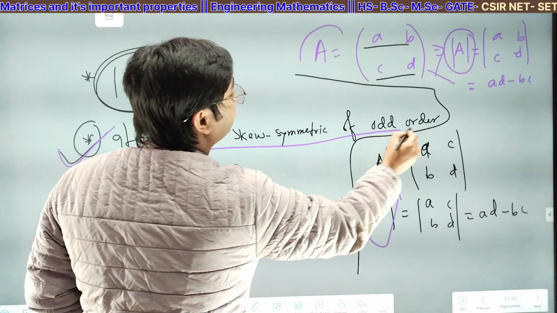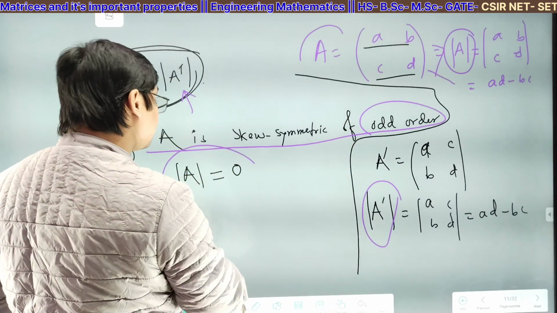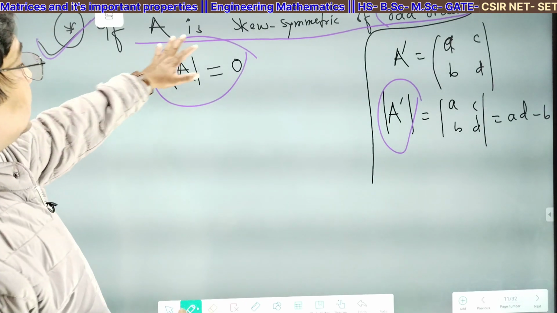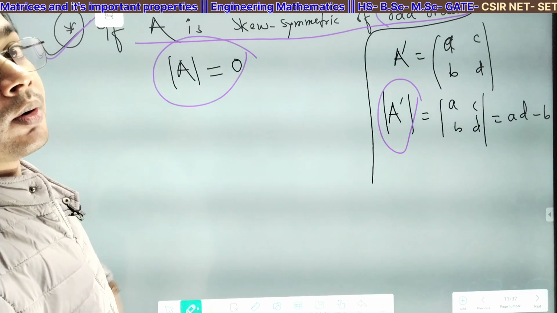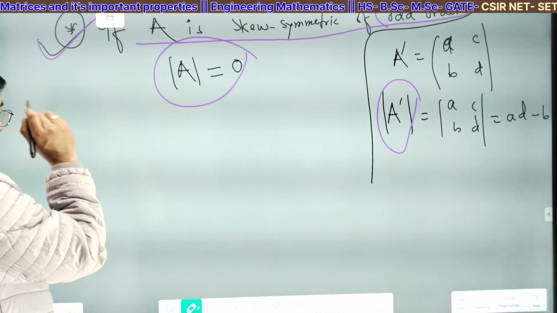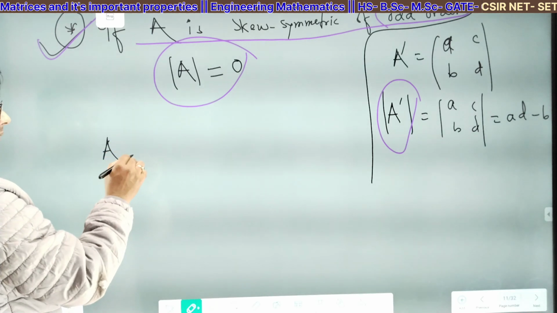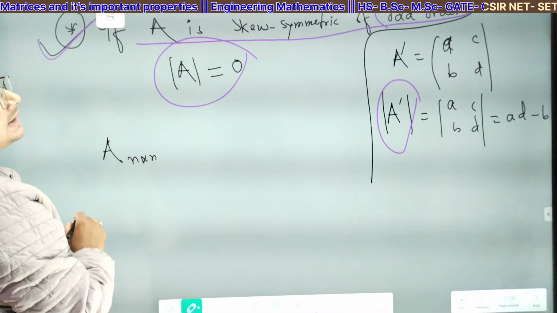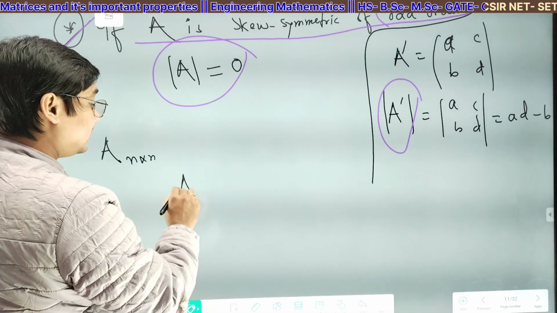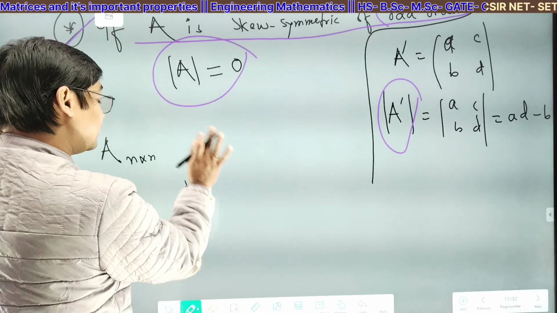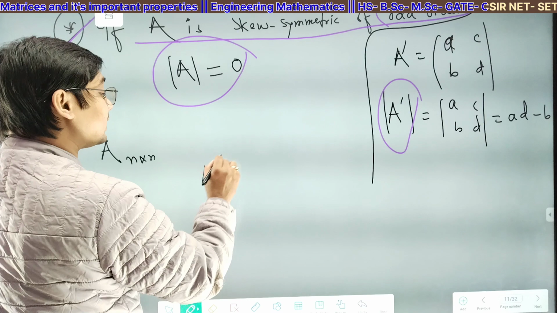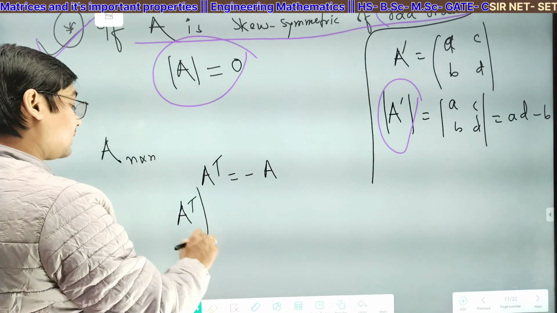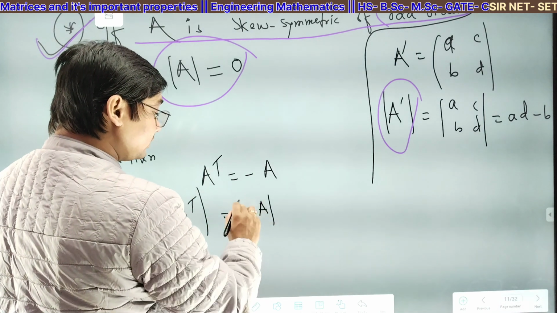If A is a skew symmetric matrix of odd order, then the determinant of A is 0. Yes, this is the most important property. So A is a skew symmetric matrix of odd order. Suppose A is a matrix of order n by n, and A is a skew symmetric matrix. So what will be here? In case of a skew symmetric matrix, we know that A transpose equals minus A. So just take the determinant on both sides.